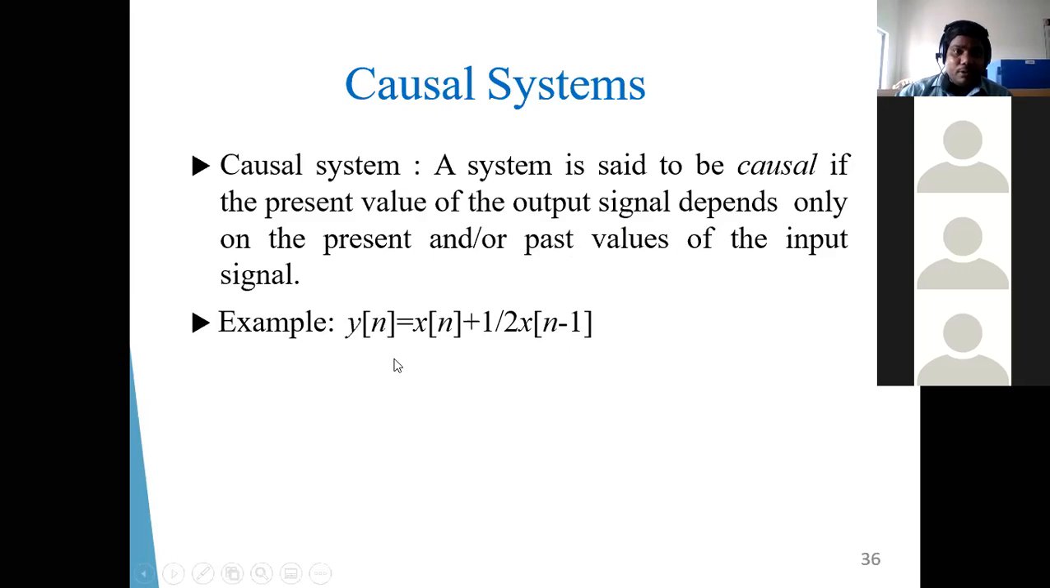So the example of the causal systems in discrete time is y of n equals x of n plus 1 by 2 into x of n minus 1. Here y of n is the discrete time signal output function. This is the system output function, whereas x of n is the input sequence.